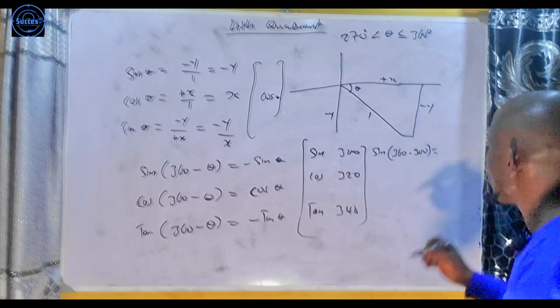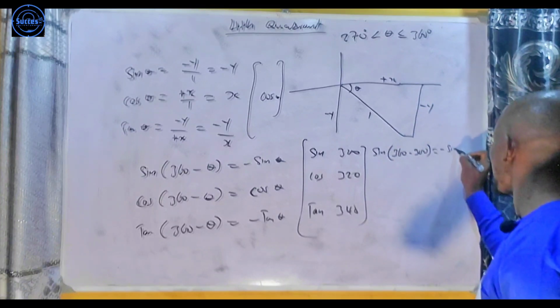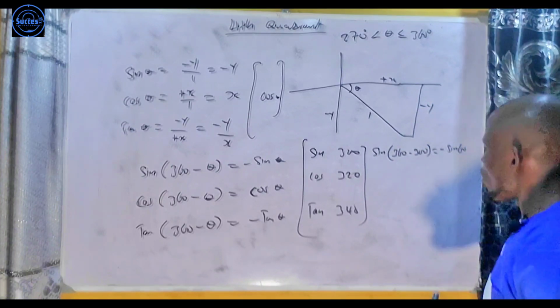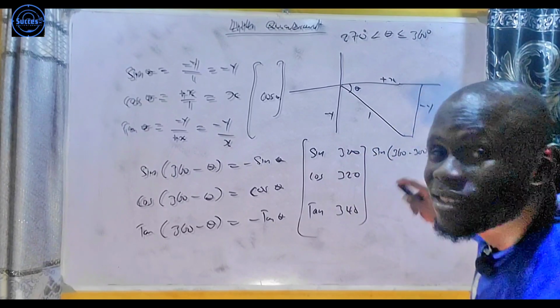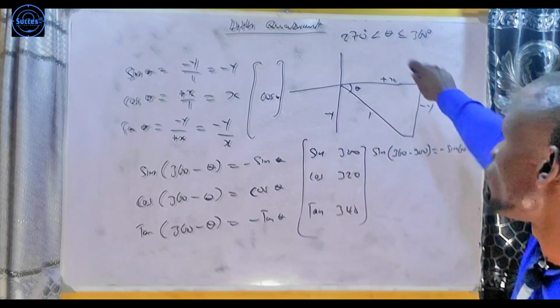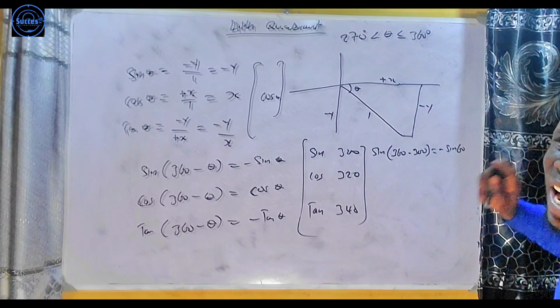360 minus 300, what you have is minus sine 60 degree. What this means is that sine 300 is the same thing as the negative of sine 60 degree that you find in your first quadrant. It's as simple as that.